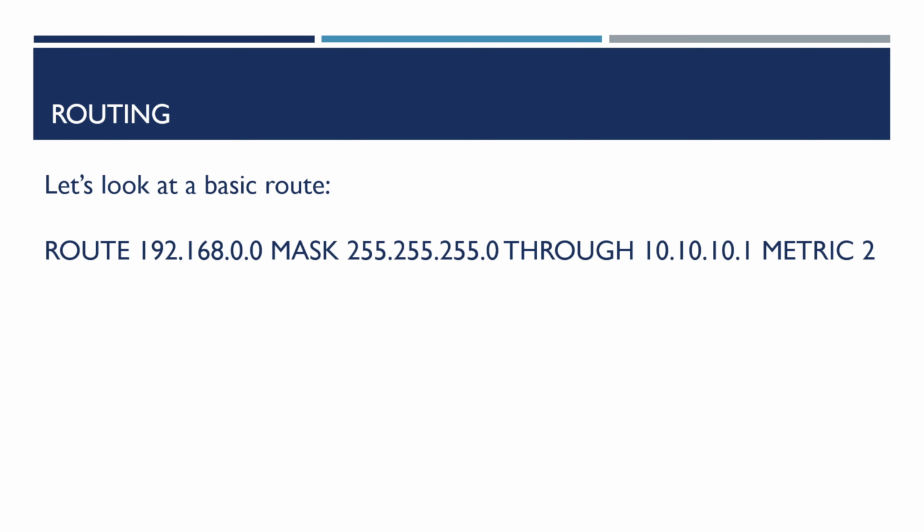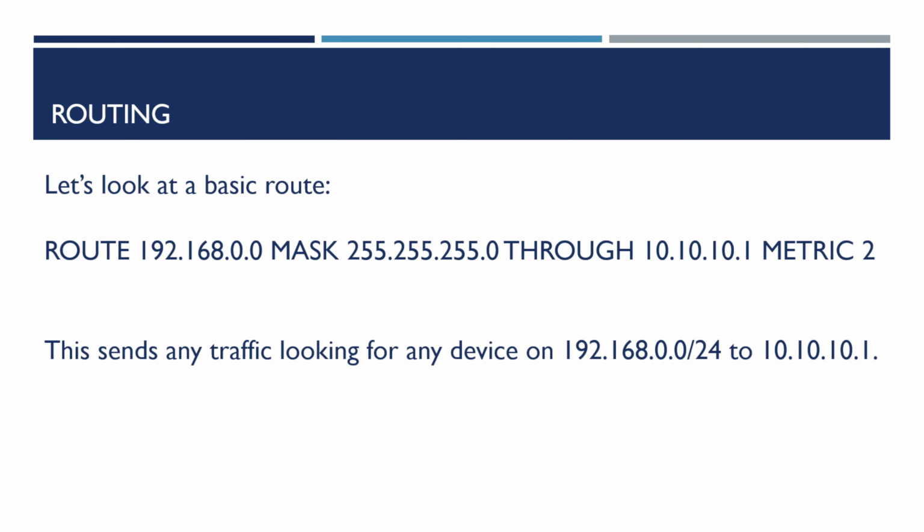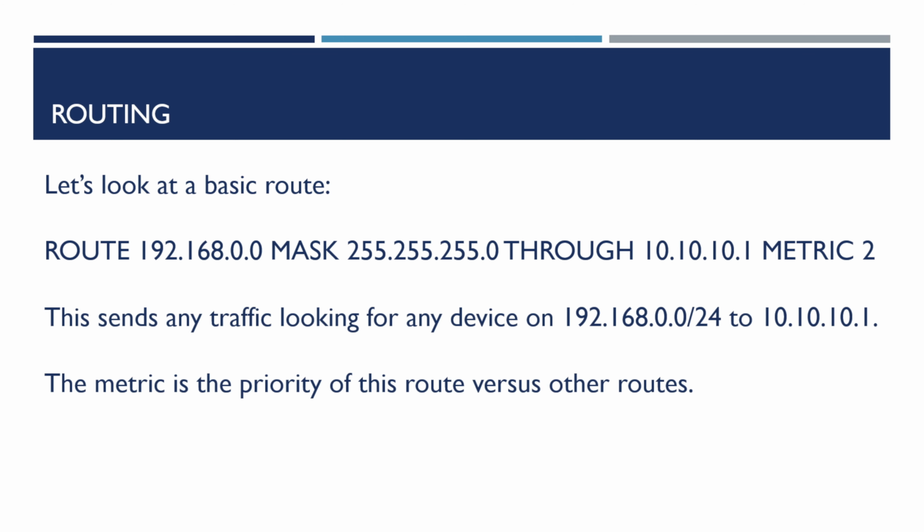If we were to route 192.168.0.0 with a mask of 255.255.255.0 through 10.10.10.1 with a metric of 2, what does that even mean? Well, this sends any traffic looking for any device on 192.168.0.0/24 to 10.10.10.1. The goal for this route is that 10.10.10.1 knows where 192.168.0.0 lives. The metric is the actual priority of this route versus other routes.